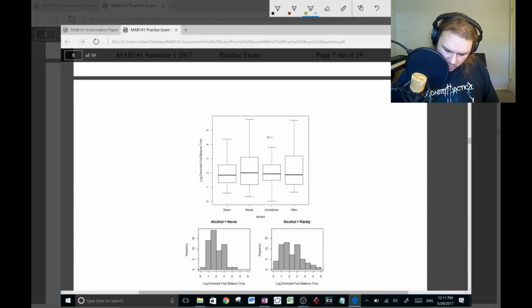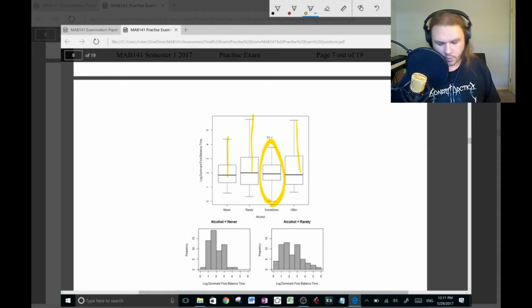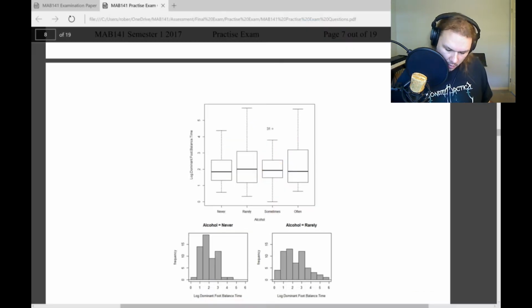I can also probably see here that it looks as if I don't have much symmetry. These are a bit skewed to the right. That one's probably quite symmetric. That's a bit skewed to the right as well. So the assumption of normality may fall down. The normal probability plot will help us out with that.